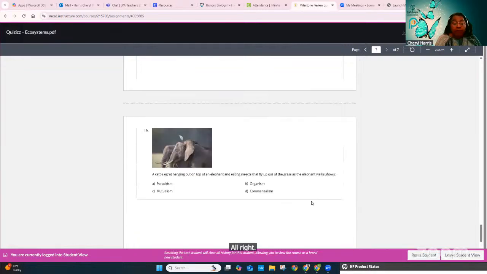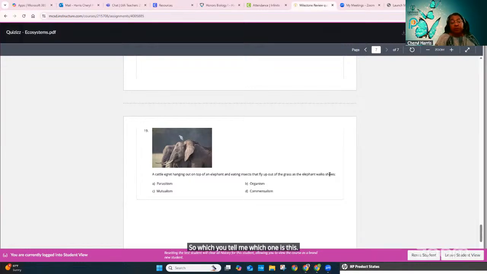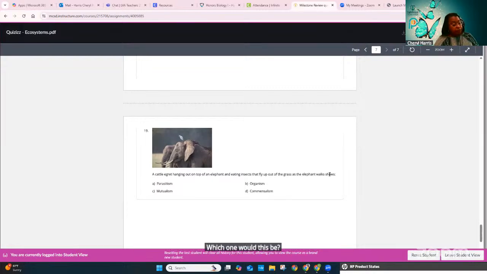And then we have our elephant and a cattle egret. That's that little bird sitting on top of his head, hanging out on top of the elephant and eating the insects that fly by out of the grass as the elephant walks by. So you tell me which one is this? The egret is sitting up there, eating the bugs. Which one would this be? Does the elephant care? Is the elephant benefiting from their presence?